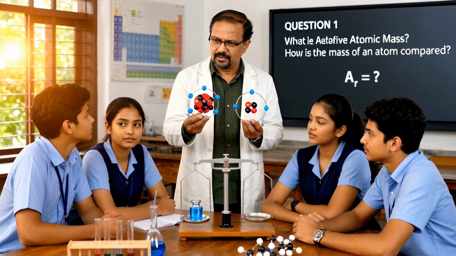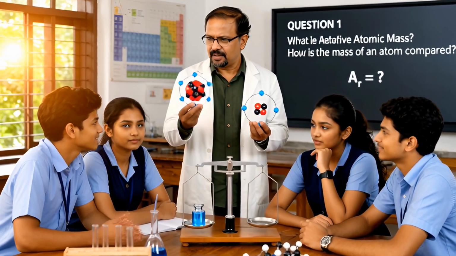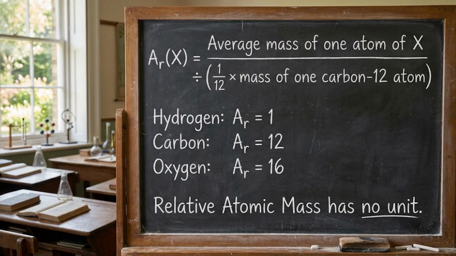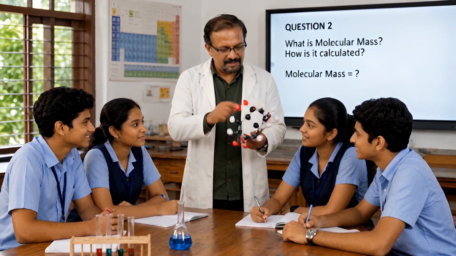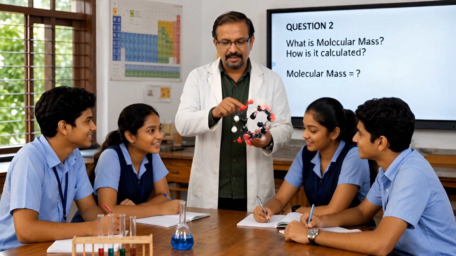How is the mass of an atom compared? Answer: relative atomic mass is the number obtained by comparing the average mass of one atom of an element with 1/12 of the mass of a carbon-12 atom. Relative atomic mass has no specific unit. For example, the relative atomic mass of hydrogen is 1, that of carbon is 12, and that of oxygen is 16. Second question: what is molecular mass?